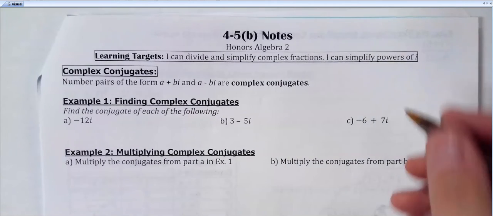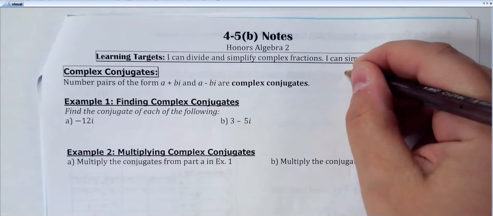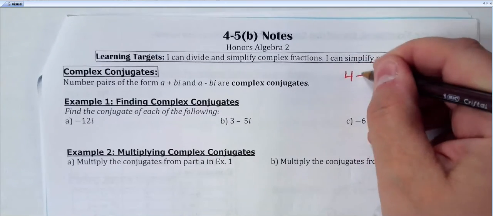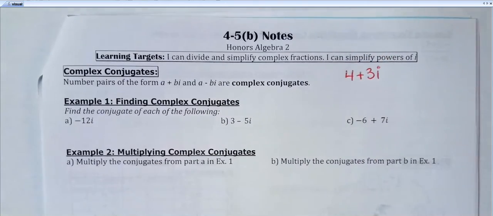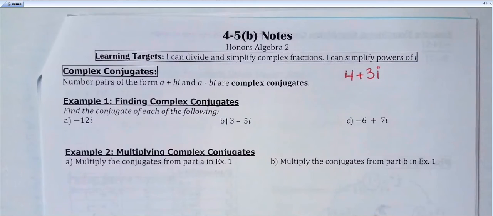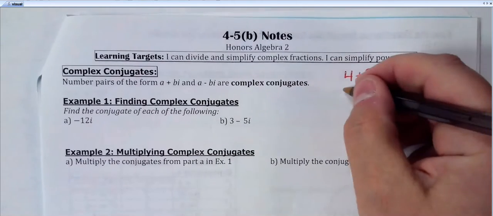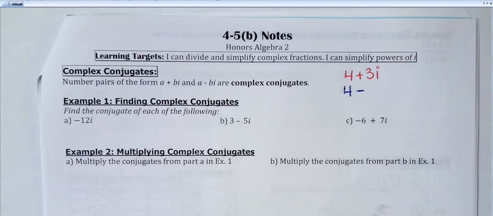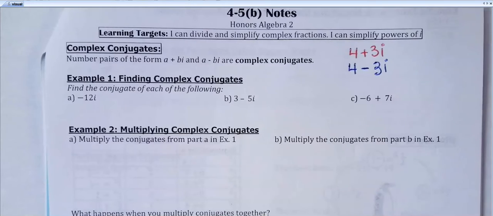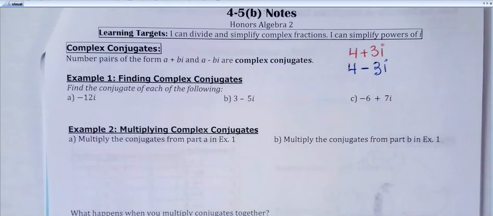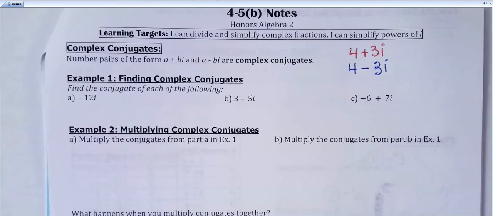Let me just make up an example. So let's say I had, I don't know, 4 plus 3i. Literally all you have to do to write the conjugate is just change up that symbol in the middle. So its conjugate would be 4 minus 3i. So conjugate literally just means you change up the sign from a plus to a minus or a minus to plus, depending on what you're given first.